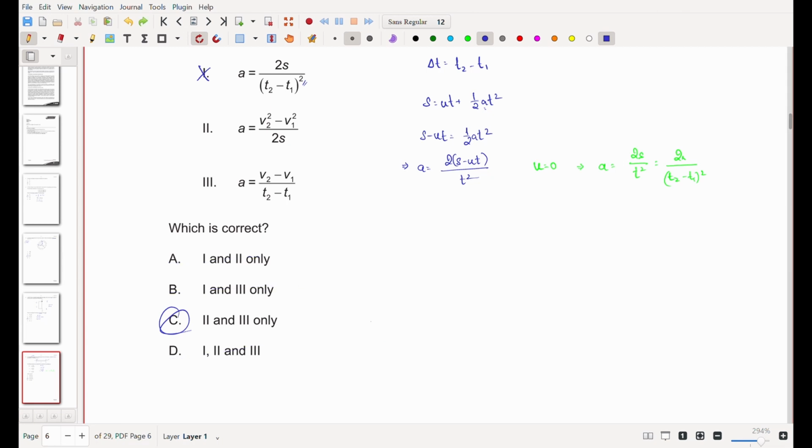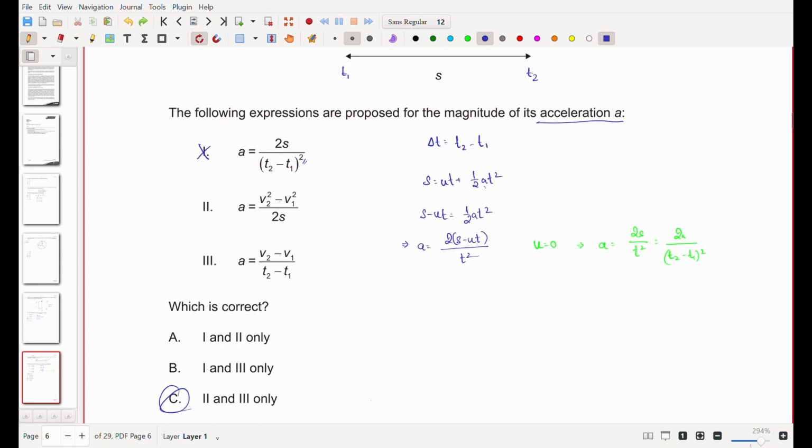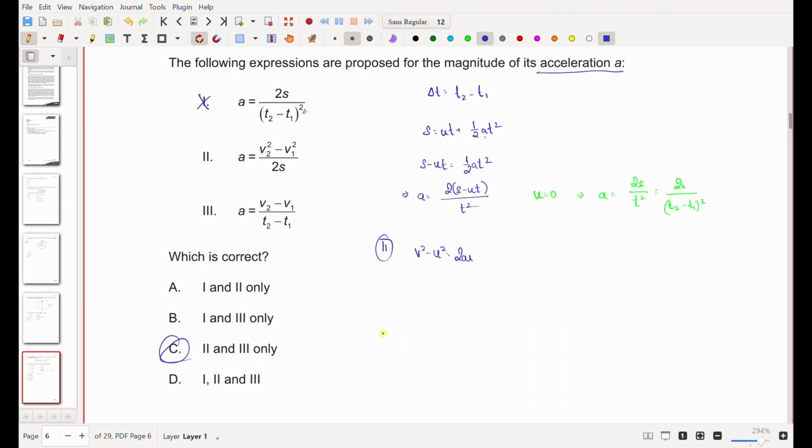However, for the sake of convenience, I will go ahead and prove the rest of these. For number 2, we will use the formula v squared minus u squared is equal to 2as. Now, of course, we have v equal to v2, u equal to v1, and that lets us rearrange as this. a is equal to (v2 squared minus v1 squared) by 2s. And so obviously this one is correct.